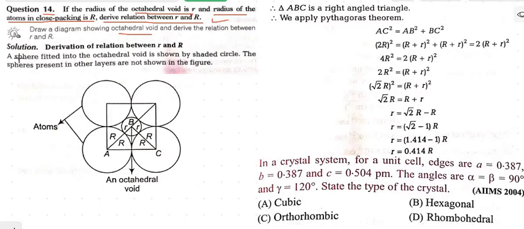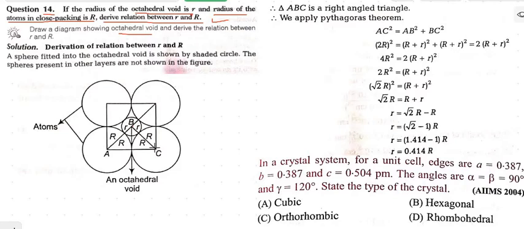So it is written a sphere fitted into the octahedral void is shown by the shaded circle. So they are talking about this circle right now. The spheres present in other layer are not shown in the figure because it's again 3 dimensional. You just have to imagine. So now let us name them. If this is A, this is C, and let this be B.